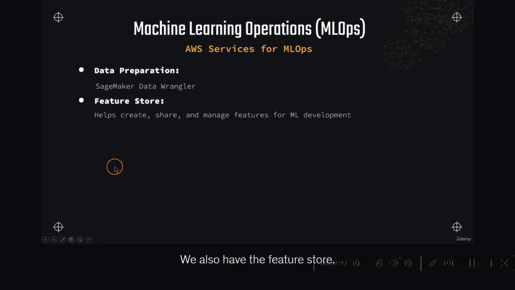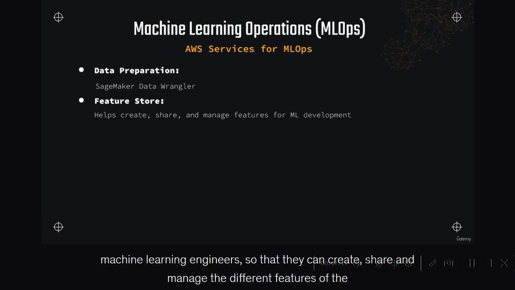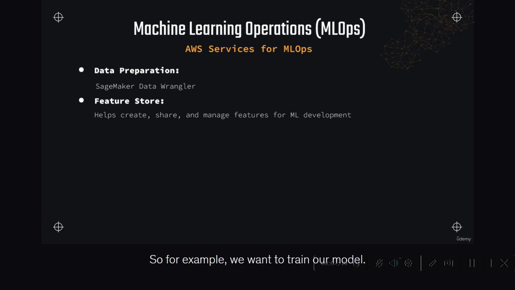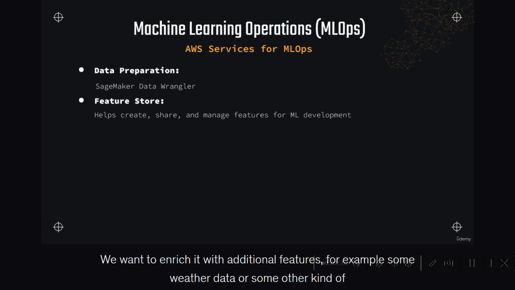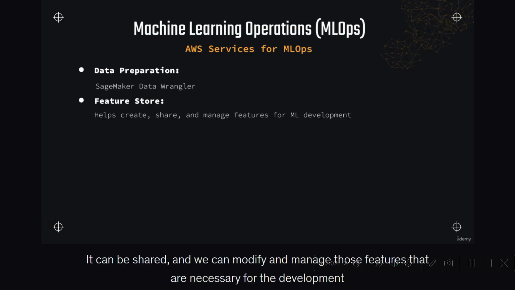We also have the feature store. So the SageMaker Feature Store just helps all of the people that work in our projects, be it data scientists, machine learning engineers, so that they can create, share, and manage the different features of the machine learning development. So for example, we want to train our model, we want to enrich it with additional features, for example, some weather data, or some other kind of general data, maybe some holidays. This can be all stored as features in the feature store, and then it can be reused. It can be shared, and we can modify and manage those features that are necessary for the development of our machine learning models.